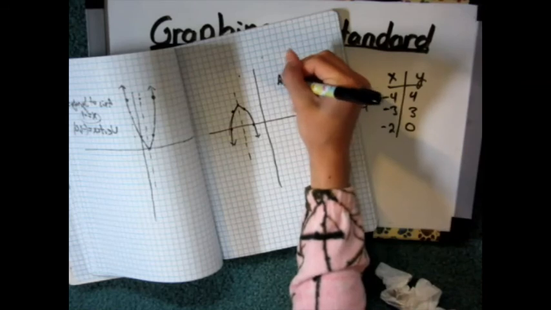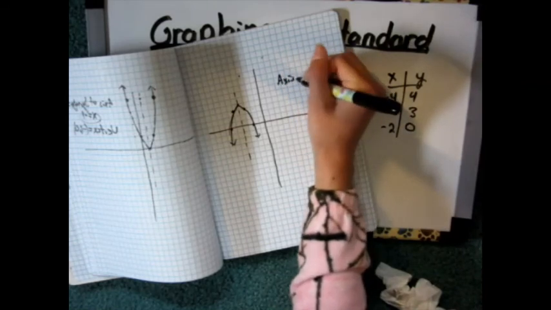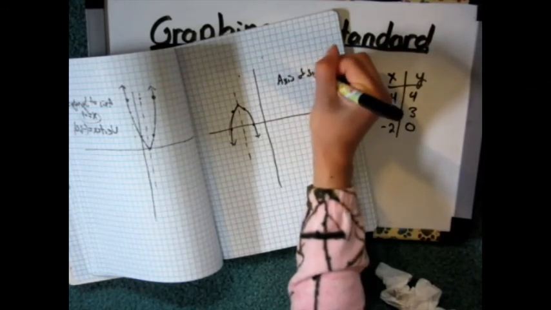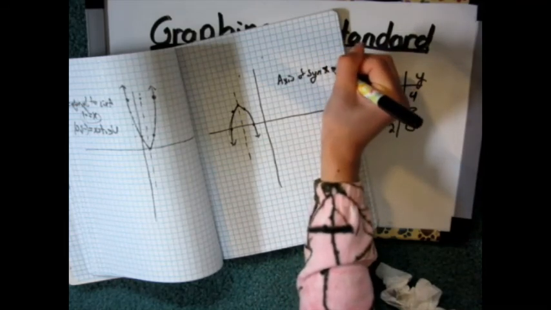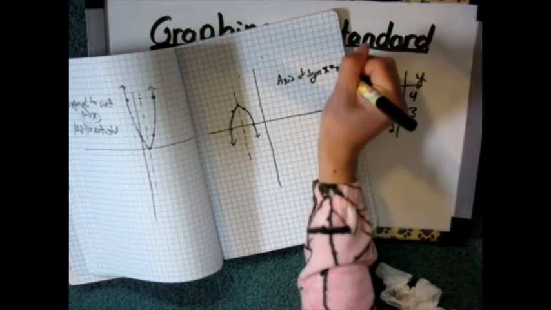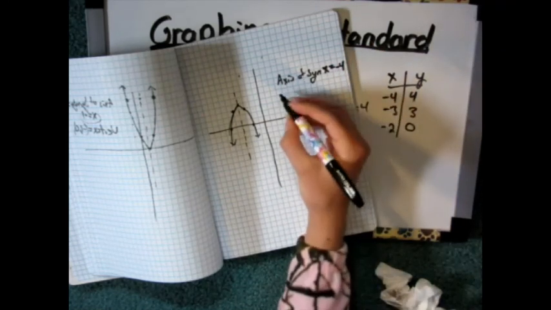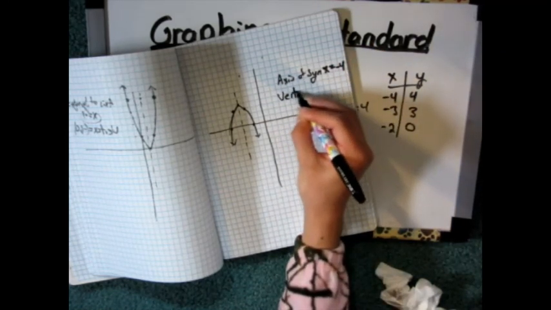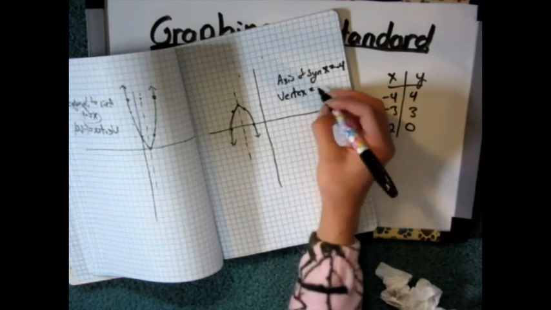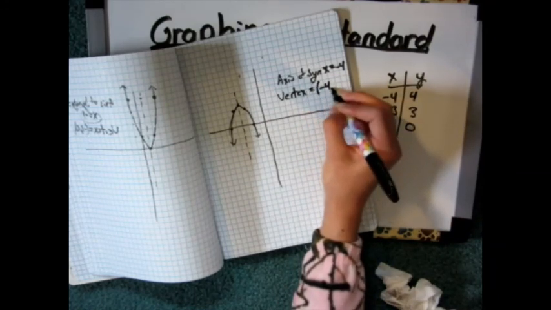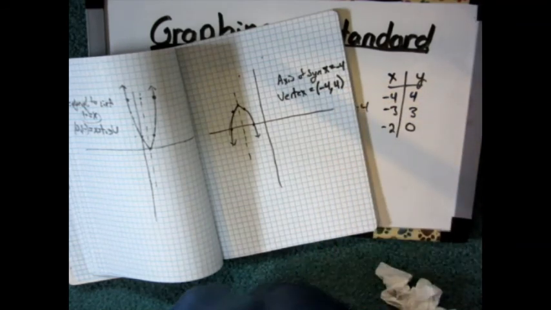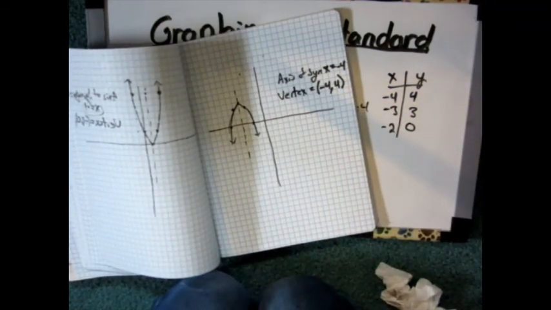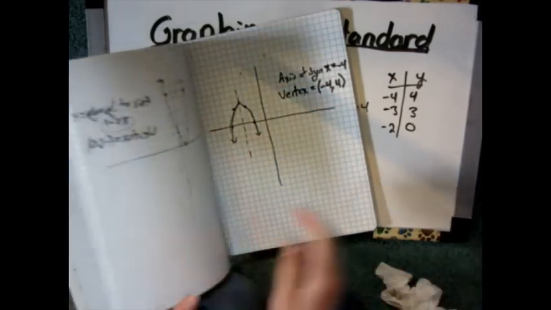Alright, and then your axis of symmetry, you're going to want that down. So x equals negative 4, and then your vertex is negative 4, positive 4. Alright, and that's all for graphing quadratic equations.